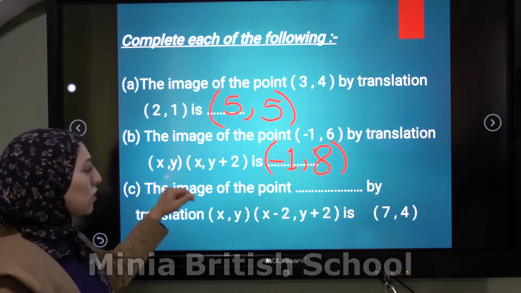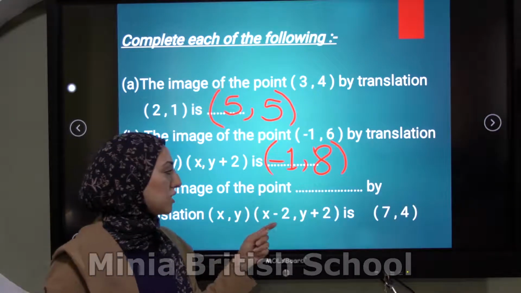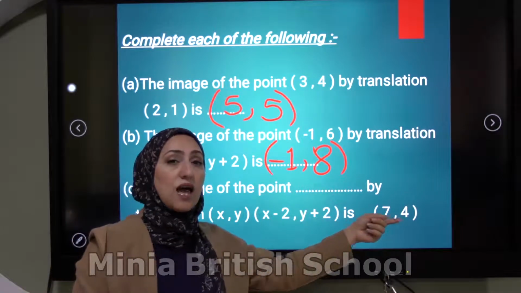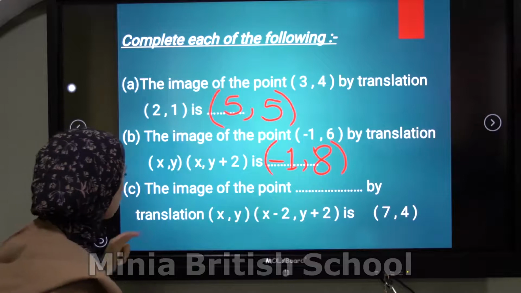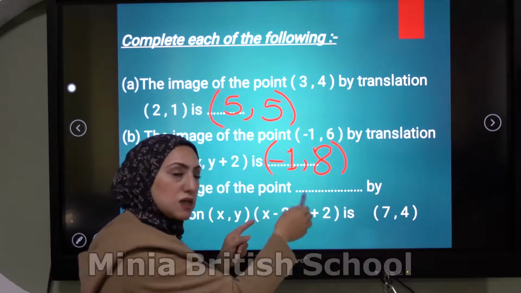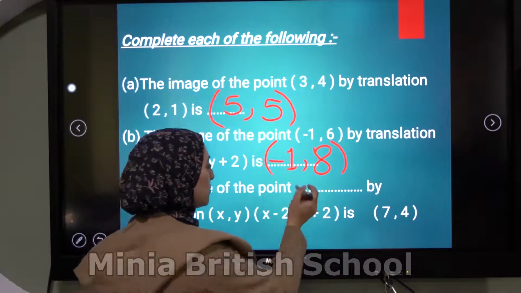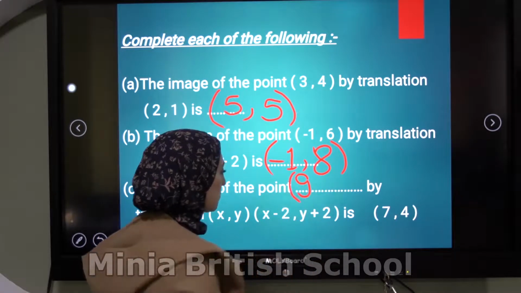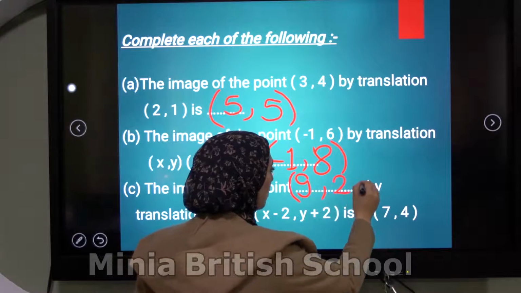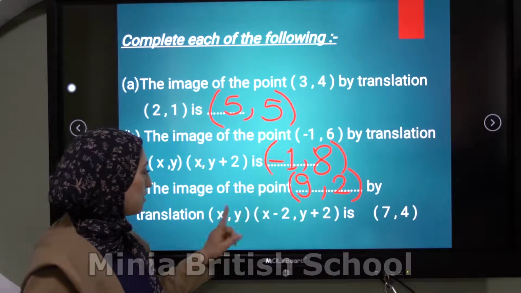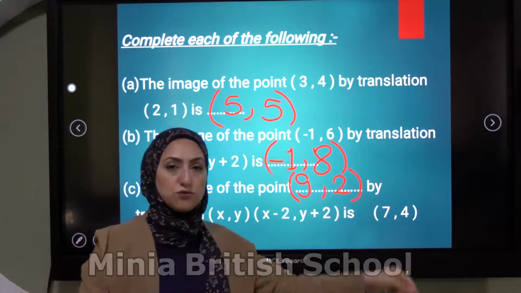The next one, the image of the point by translation (x, y) to (x minus 2, y plus 2) is 7 and 4. Here also he gives me the image and wants the point. So 7 minus negative 2, it means 7 plus 2. Again, 7 minus negative 2, it will be 9. And here, 4 minus 2, it will be 2. If you want to check your answer, do the opposite. 9 plus negative 2, it means 9 minus 2, 7. And 2 plus 2, 4.